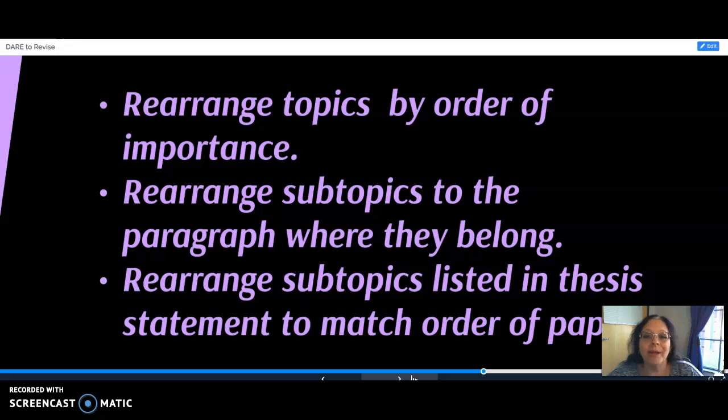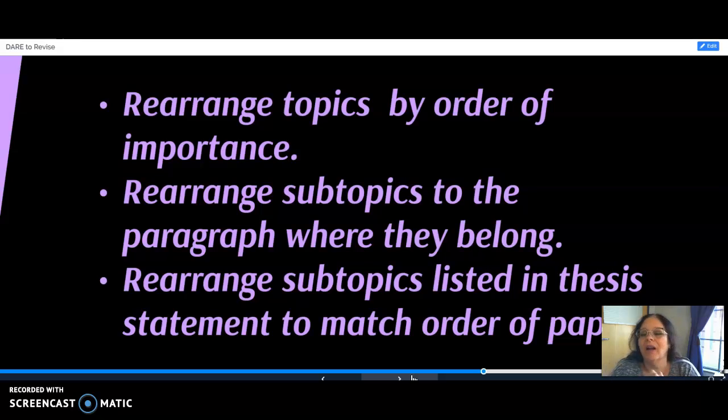If not, it's in the wrong paragraph. Rearrange your subtopics in your paragraphs to match the order of your thesis statement. So if your thesis statement has A, B, and C, you want your paragraphs to be A, B, and C. You don't want C, B, and A or B, C, and A. So you're either going to need to rearrange your paragraphs to match your thesis or just rewrite your thesis to match your paragraphs. But rearranging, putting things where they belong, helps.